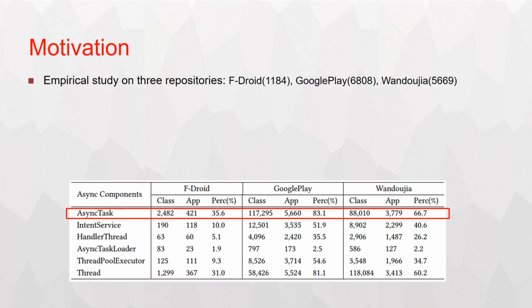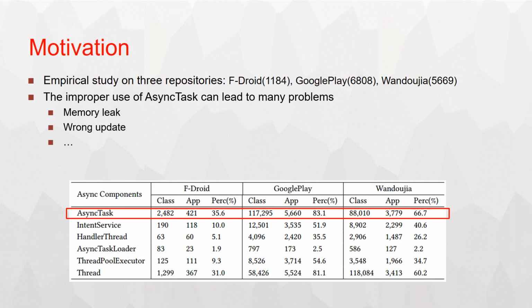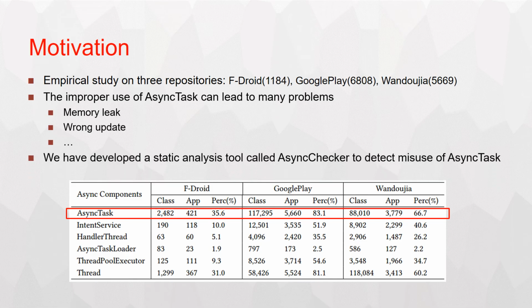Although async task is widely used, it is only appropriate for short missions. In fact, the abuse of async task can lead to many problems such as memory leak and wrong update. To solve these problems, we developed a static analysis tool called Async Checker.